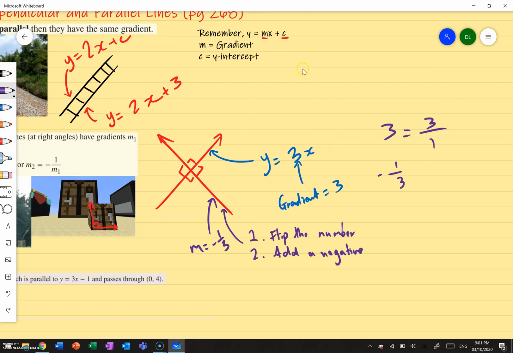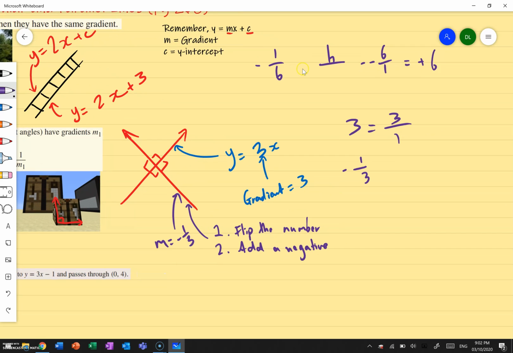Okay? Let's say I have a gradient that's -1 over 6. To find the perpendicular, and we use these lines here to show perpendicular, if it's perpendicular, I flip the number, so instead of 1 over 6, I write 6 over 1. And then I add a negative. So I already had a negative at the front, I'm going to add a negative. Hopefully you know that 2 negatives gives a positive, so I can write +6. Okay, so that's how we find the gradient of our perpendicular line.